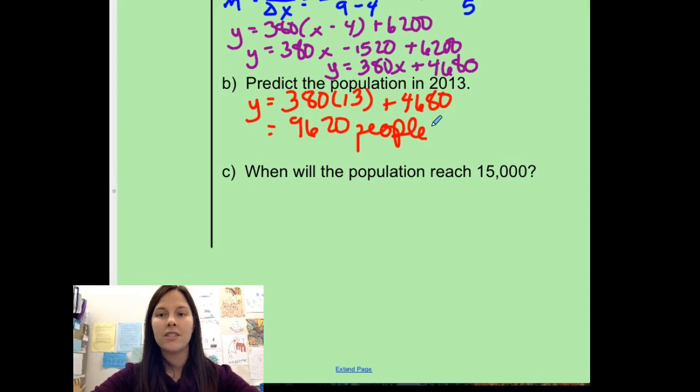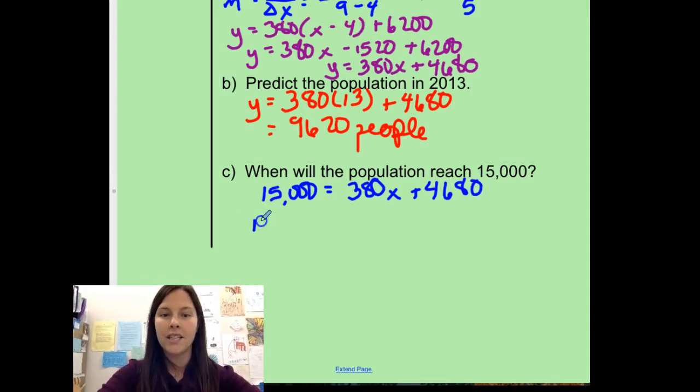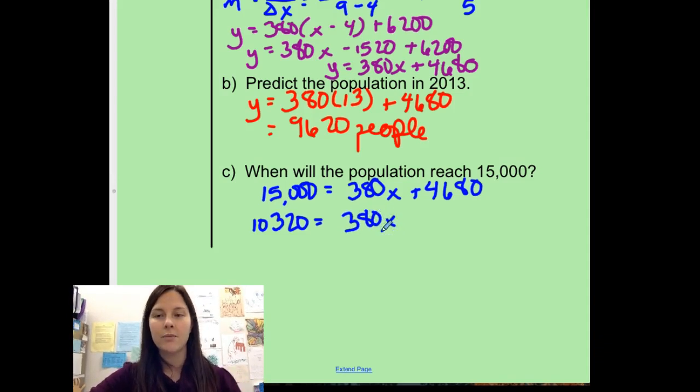Our last question is asking when the population will reach 15,000. Again, the y value was our population, so we'll substitute that in for y, and this time we're solving for x. To solve for x, we subtract that 4,680 from both sides. We get 10,320. And to finish solving for x, we'll divide both sides by 380. We didn't get an exact answer, but it was very close to 27.